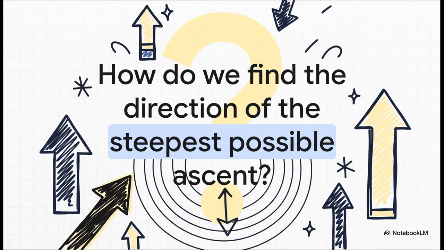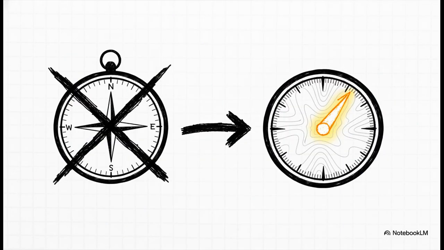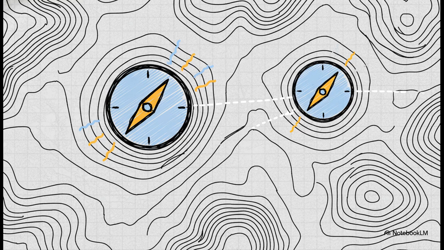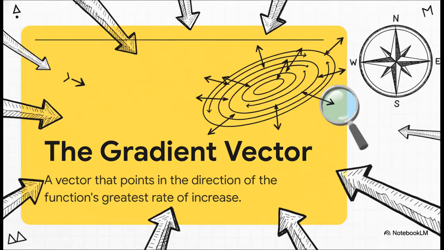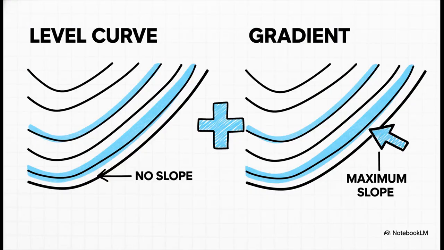But how do we find the one direction that's the absolute steepest way to the top? For that, imagine you have a magical compass. And no, it's not pointing north. Instead, it always points you in the direction of the steepest climb from right where you are. And this magical compass has a name in calculus. We call it the gradient vector. Okay, so let's put it all together.